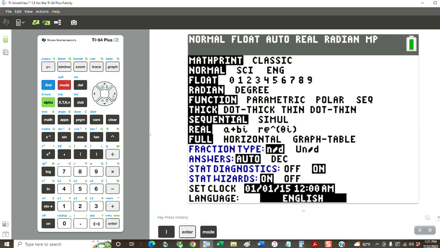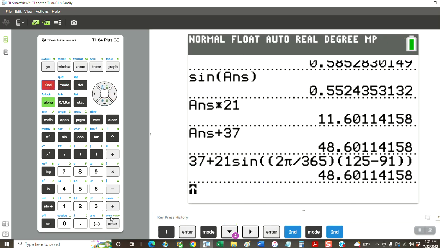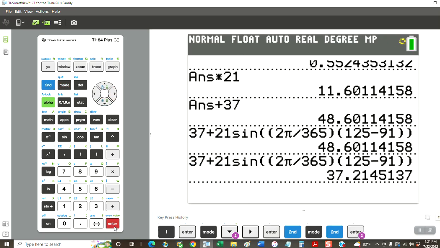If I am in degrees mode, which I should not be, you'll notice that by going back to the home screen and pushing second entry, I re-execute the command and get the incorrect value. So you've got to make sure that you're in radians mode. Throughout the rest of the class, you're going to have to always know when to be in degrees mode versus when to be in radians mode. Have a good day.